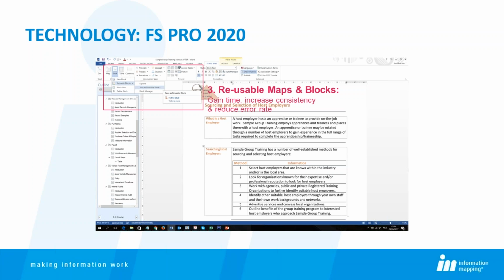The software also allows you to save maps and blocks as reusable maps and blocks. So instead of having to recreate the same map or the same block over and over again, you can simply save it in the software, and then select it from its drop-down menus, and it'll automatically populate it for you. So you don't have to save it somewhere else and then copy and paste it in, and it decreases the possibility for errors from having to copy and paste it from somewhere else.